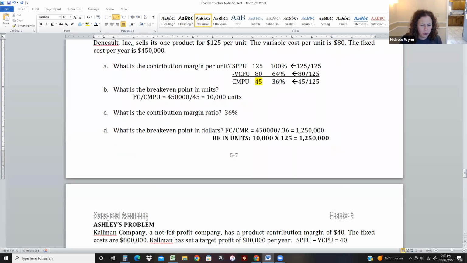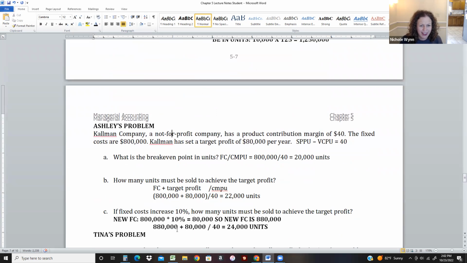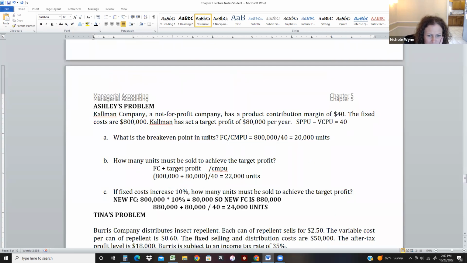Okay, so next is Ashley's problem. And on Ashley's problem, the way you do this one is it wants to know the break-even point in units. And so you take your fixed cost divided by your CMPU. So my fixed costs are 800,000 and my product contribution margin is 40. So I don't know what I sell them for, and I don't know what the variable cost is, but apparently my CMPU is 40. So I would just take 800,000 divided by 40 to get 20,000 units.